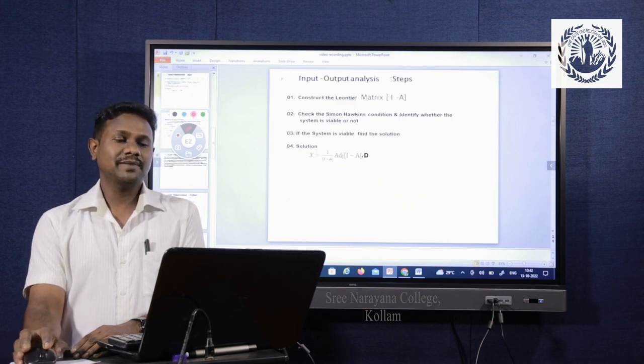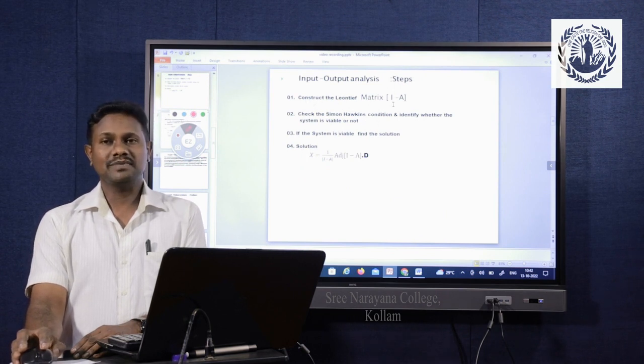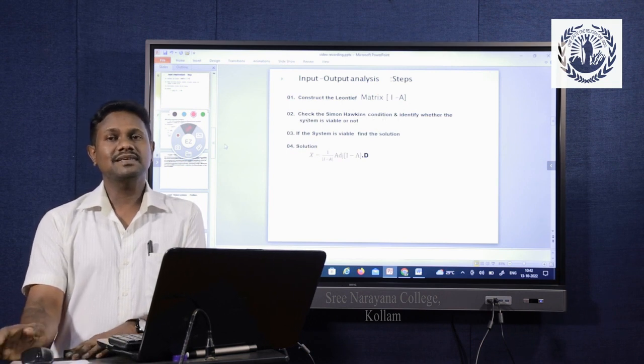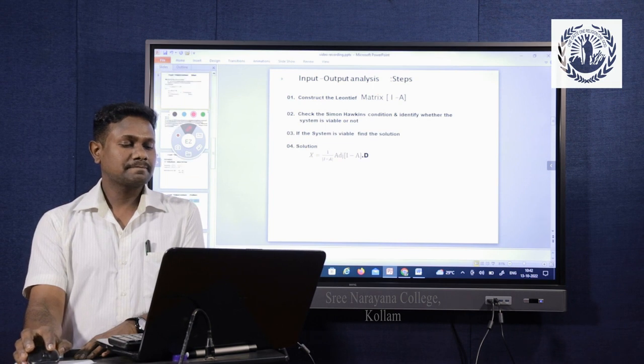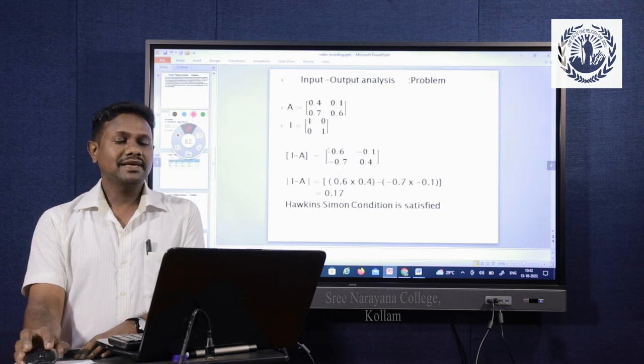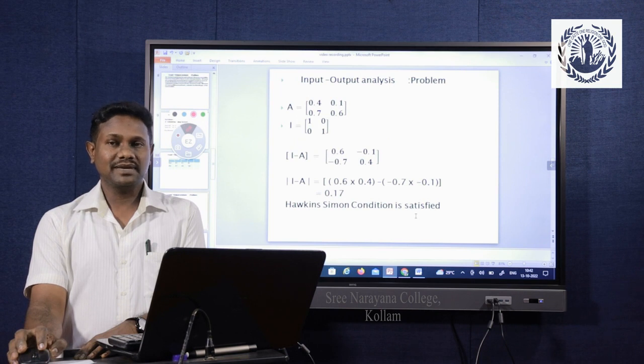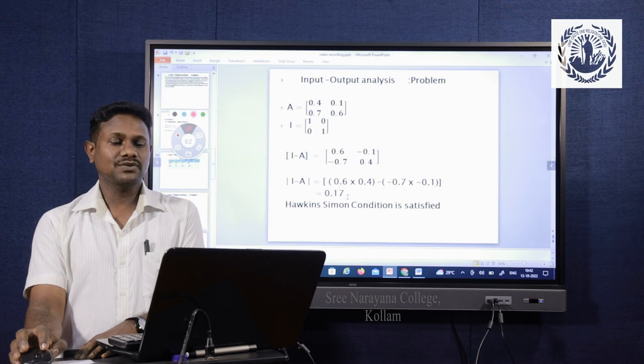Let's go back to the steps of input-output analysis construction. The first step is to construct the Leontief matrix I minus A. Check the Hawkins-Simon condition and identify whether the system is viable or not. Here we construct the Leontief matrix and find the determinant. The Hawkins-Simon condition is satisfied, which means the determinant is a positive value greater than 0. The leading diagonal entries are positive, that is 0.6 and 0.4 are positive and greater than 0. The Hawkins-Simon condition is satisfied.